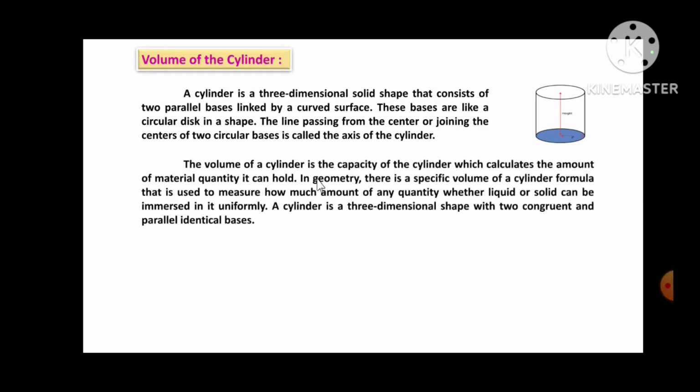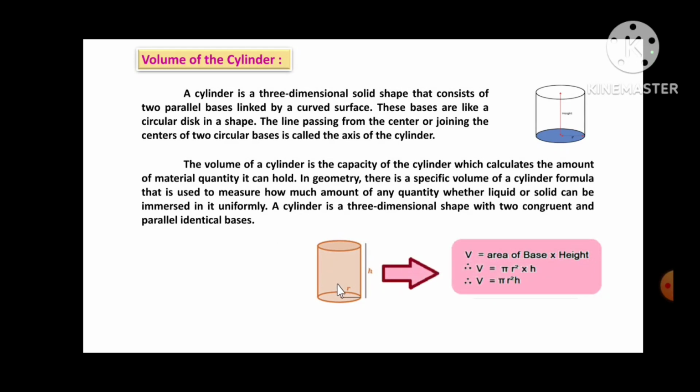The volume of a cylinder is the capacity of the cylinder, which tells the amount of material it can hold. In geometry, there is a specific volume formula used to measure how much of any quantity, whether liquid or solid, can be held in it uniformly. A cylinder is a three-dimensional shape with two congruent, parallel, identical bases.